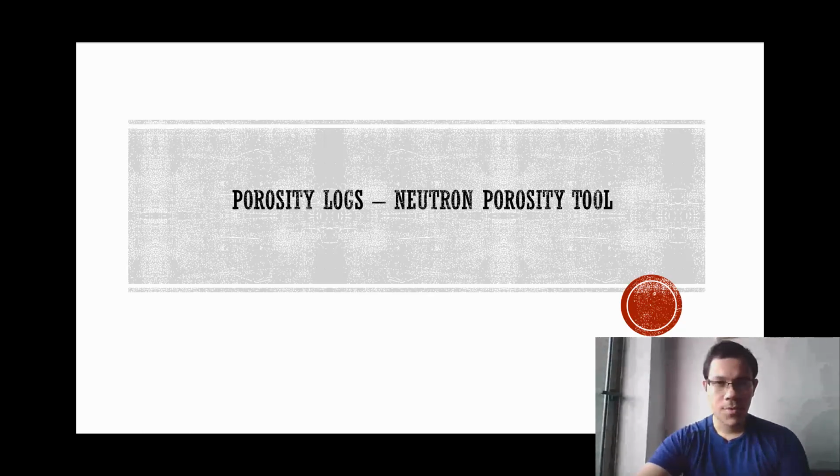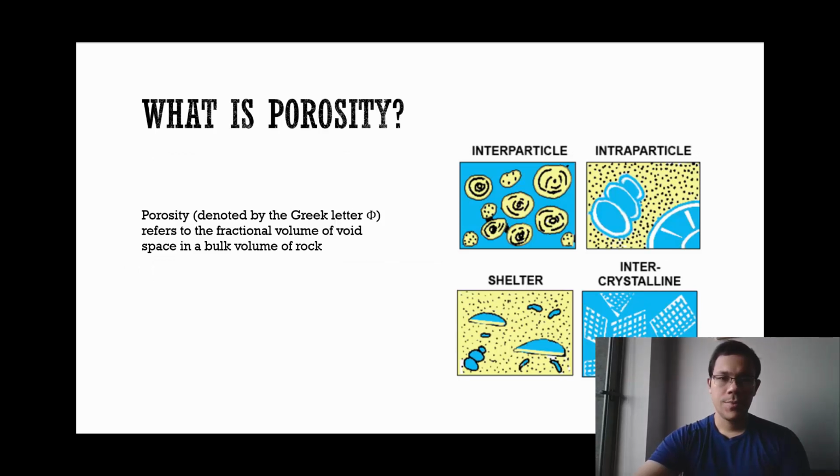Hi there. Now, regarding porosity logs, we will be discussing on this occasion our neutron porosity tool. So, just a recap about what porosity is. It is denoted first by the Greek letter phi, and it refers to the fractional volume of void space in a bulk volume of rock. With this picture, we will be able to see it better.